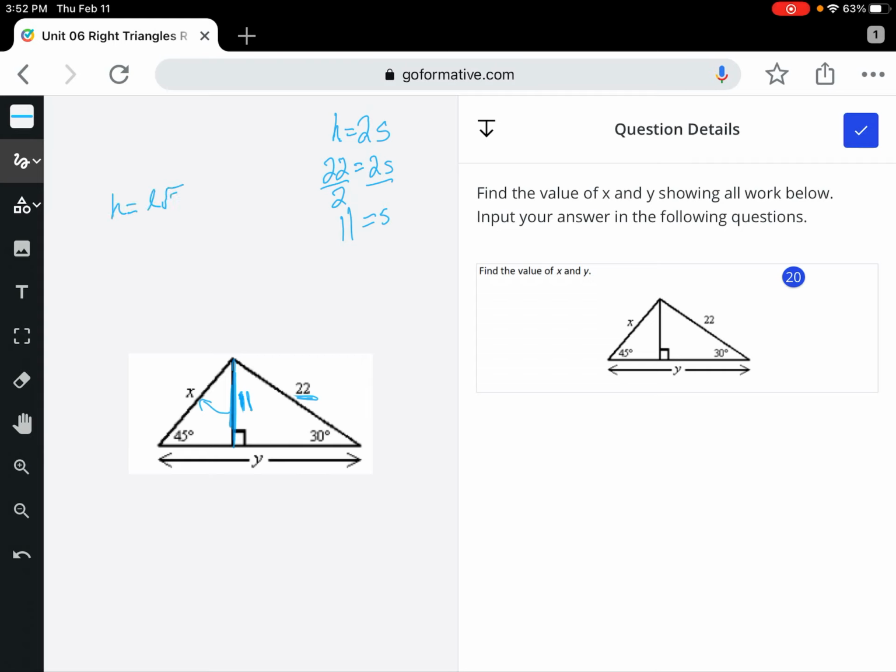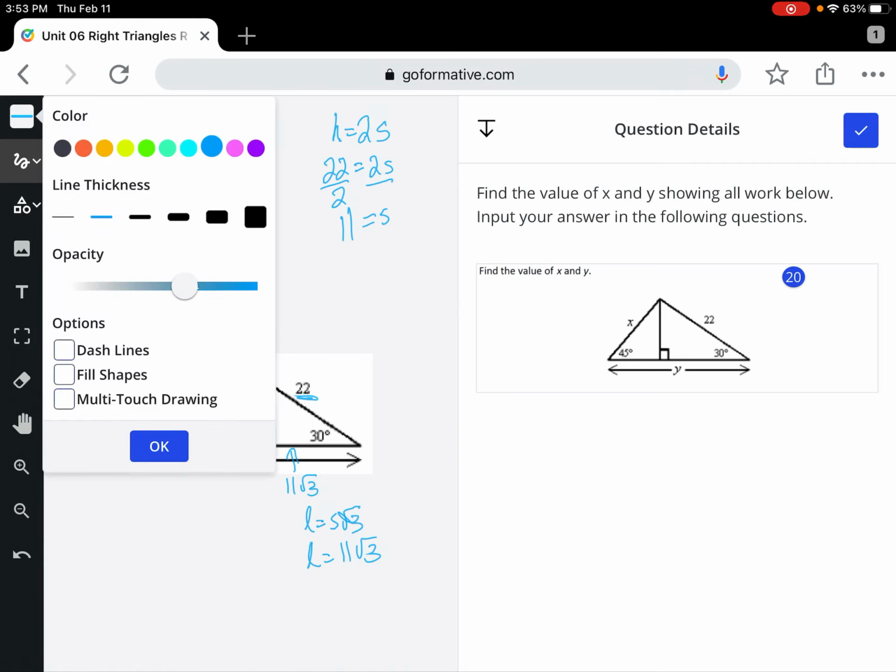And that's super helpful, because now I have enough information to find the hypotenuse here, because for a 45, 45, 90, my hypotenuse is equal to my leg times radical 2. And so my hypotenuse is going to be 11 radical 2. And so that's my x value there. For y, I look at y right here. If this is my short leg, 11, and this is my long leg, I know my long leg is equal to my short leg times radical 3. So the long leg of my 30, 60, 90 has to be 11 radical 3.